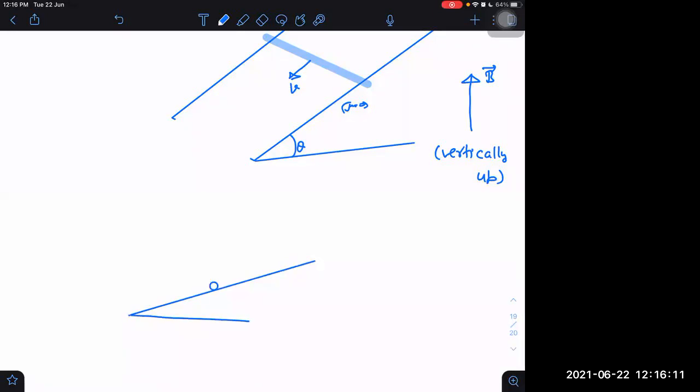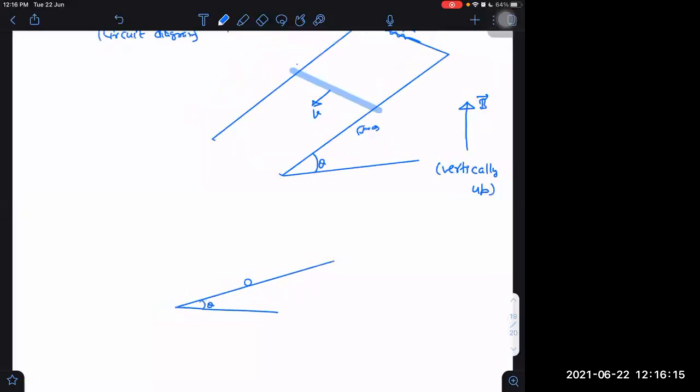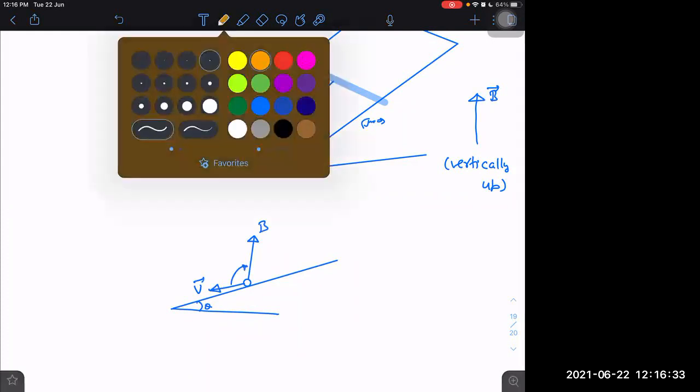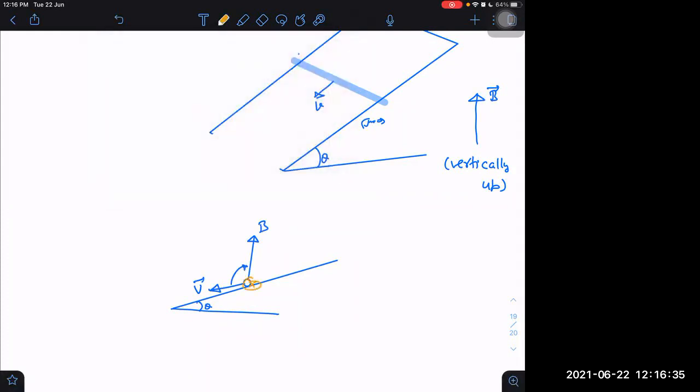EMF is BVL cos theta, component of velocity. No, I have to be sure, because if a little mistake is there, then everything will be wrong. So why don't we first write B value, this side? What is the direction of V cross B? Velocity is this side, B is this side. V cross B will be into the plane, so I can take it as cross.